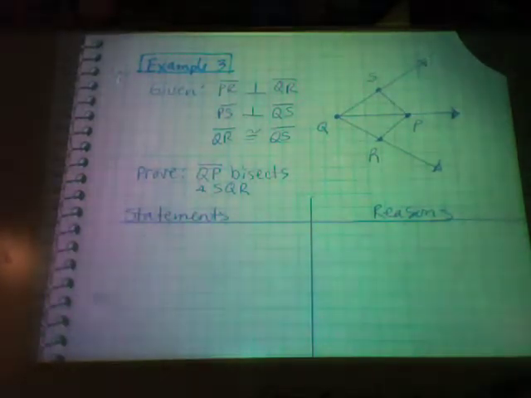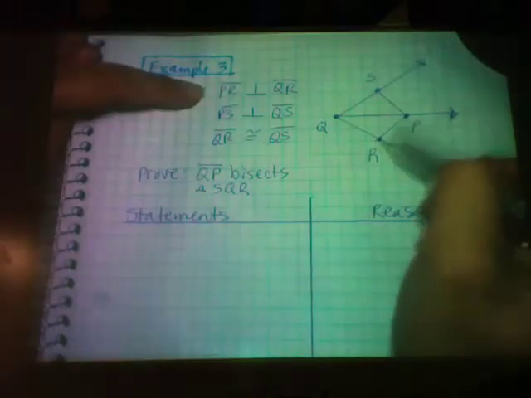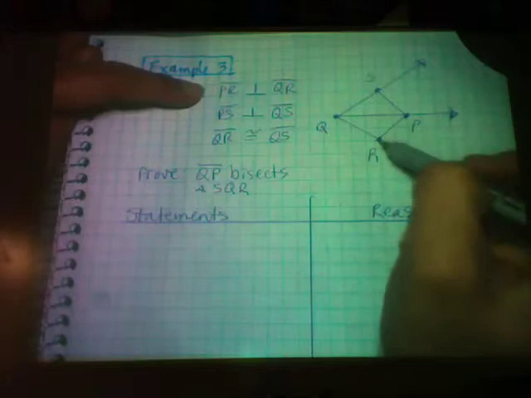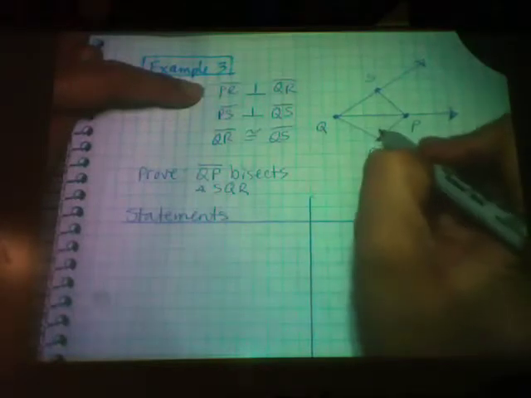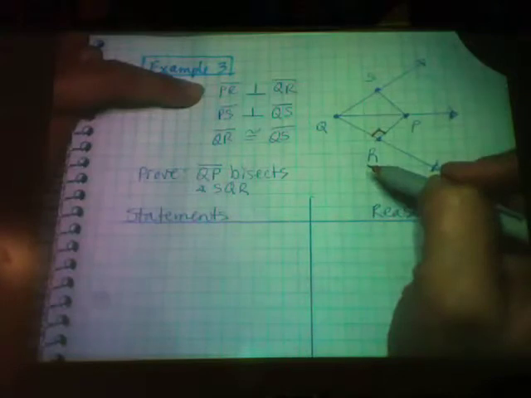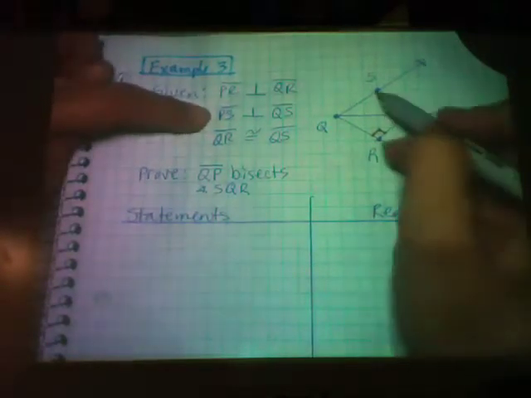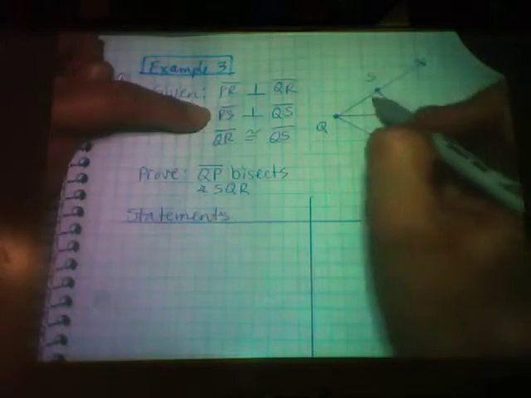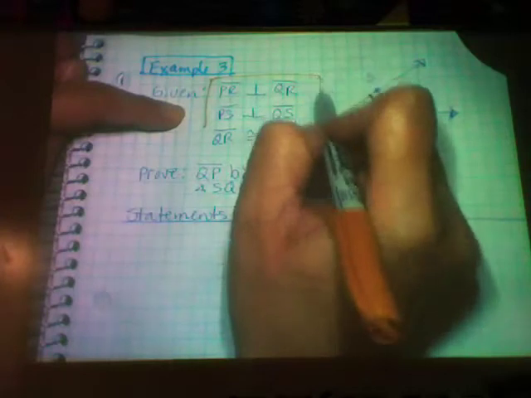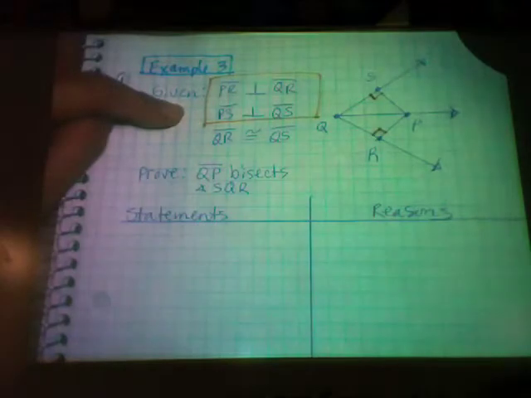What did I say you need to get used to doing? Marking up your picture, right? So let's start with PR is perpendicular to QR. What did we conclude from perpendicular lines? Won't there be a right angle there at R? And then PS is perpendicular to QS. Again, won't we have a right angle here? These 2 parts of the given, we conclude the same thing, that we have right angles. Wouldn't it make sense to split the given with these 2 being in one and that being by itself?